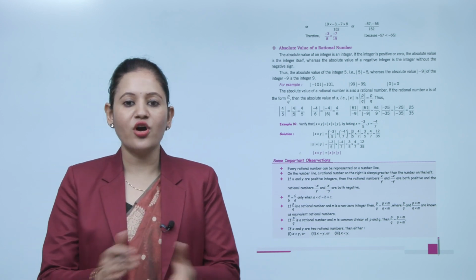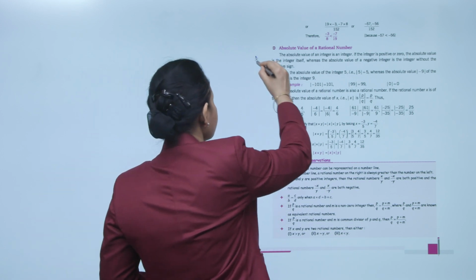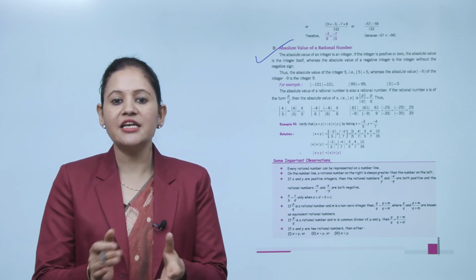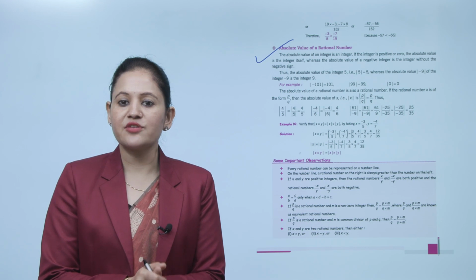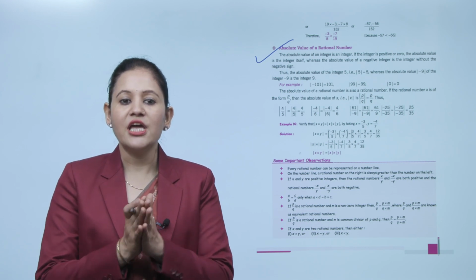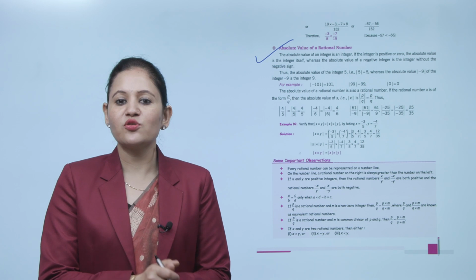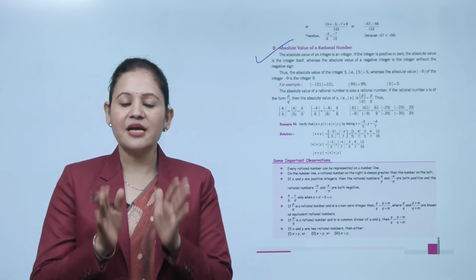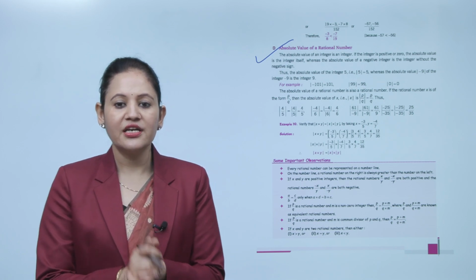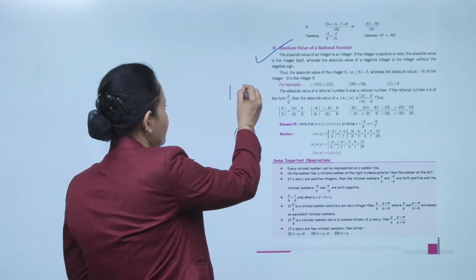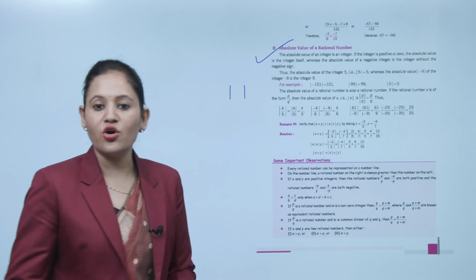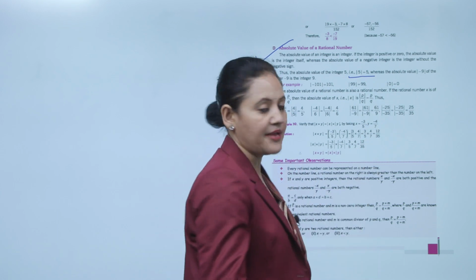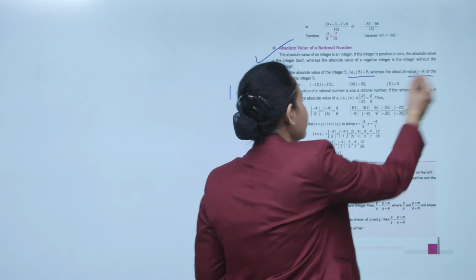Next, absolute value of a rational number. The absolute value of an integer is an integer. If the integer is positive or 0, the absolute value is the integer itself, whereas the absolute value of a negative integer is the integer without the negative sign. Thus the absolute value of integer 5, this represents absolute value, is 5, and the absolute value of minus 9 is 9.